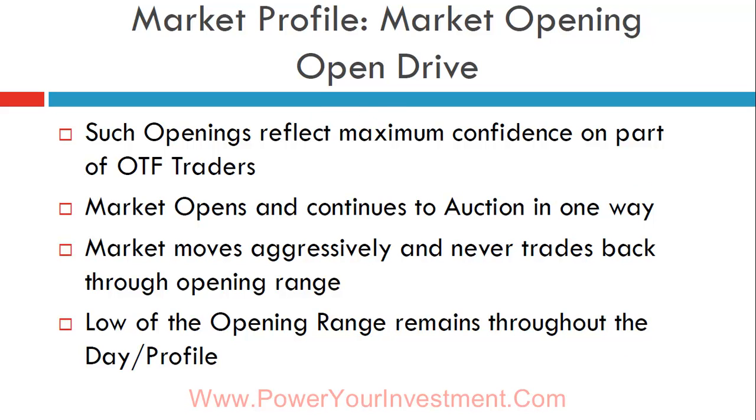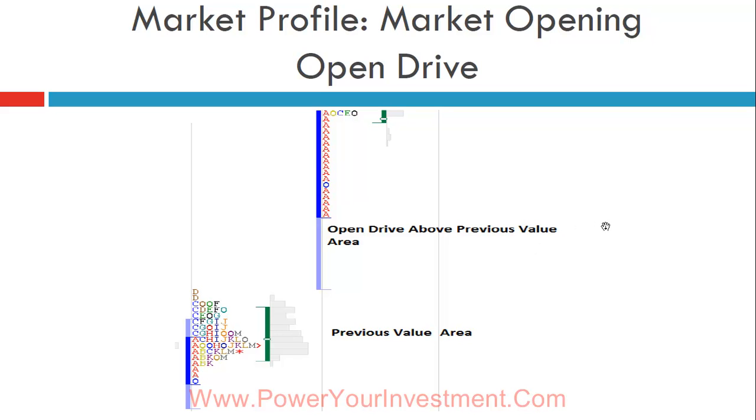All right. Okay, so this is an open drive where, see, the previous value area is here, the range, the D profile, and the beginning of the A profile is here, and the market just opens here. It just auctions a little down, and then it just takes off. This is an open drive, and it shows that other time frame traders are highly convinced about the direction of the trade, and they keep taking the trade higher.